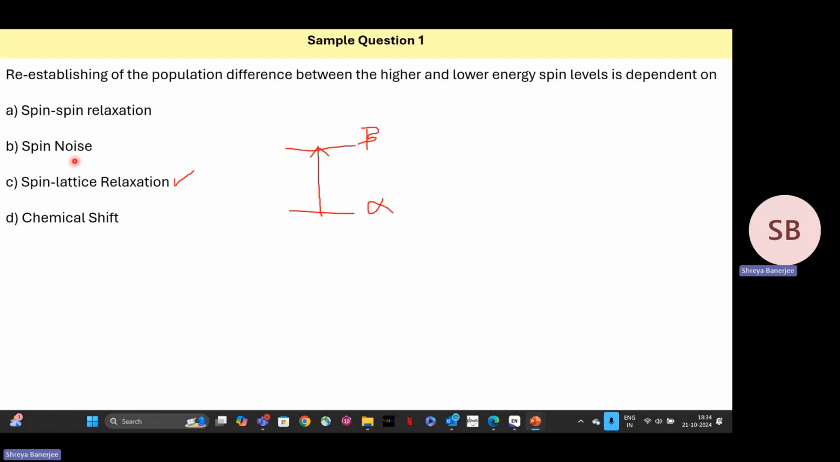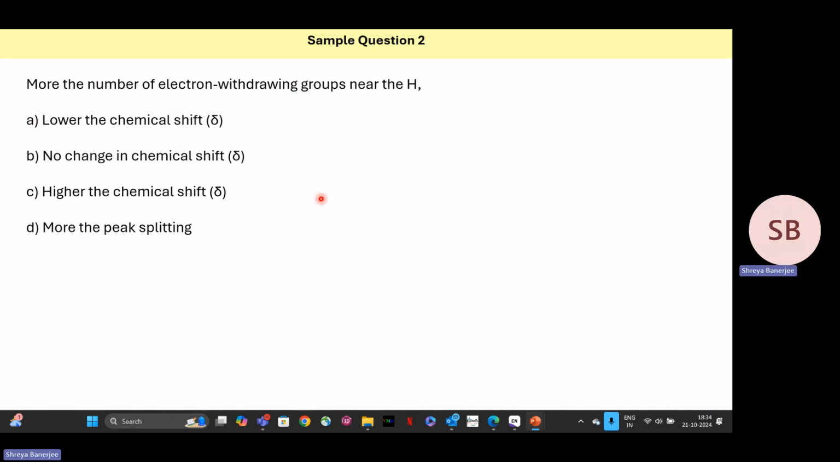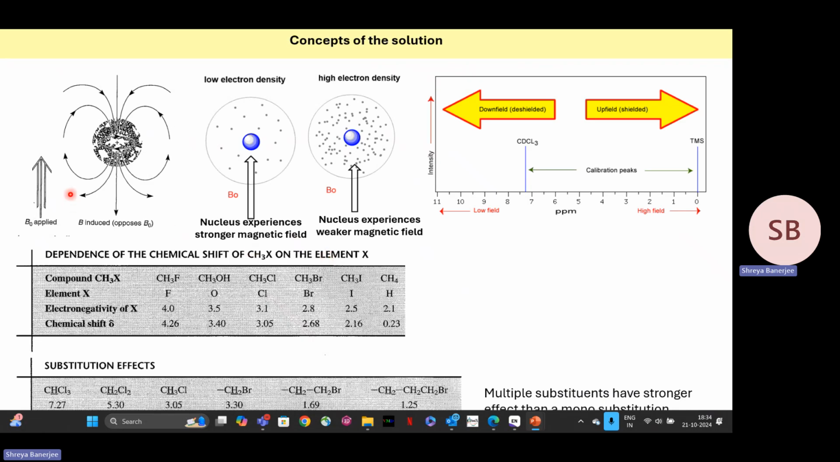So that is why the answer for this is spin lattice relaxation, because that is what is helping to re-establish the population difference between the alpha and beta states. The next question is asking, the more the number of electron withdrawing groups near the proton, what is the effect on the chemical shift? So again, we will look into the concept.